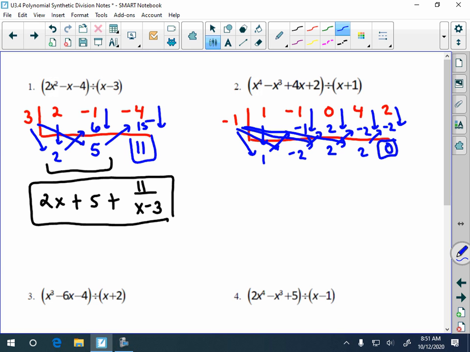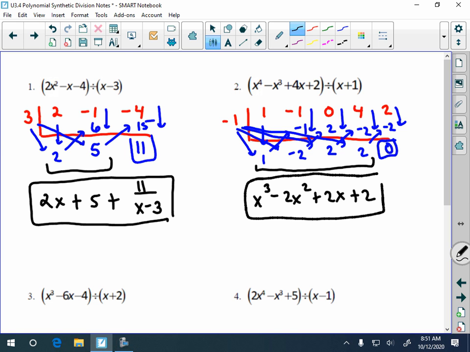Right, so our original problem is an x to the fourth, so ours will start with x to the third. These are our coefficients. So just go in order. So 1x to the third minus 2x squared plus 2x plus 2. And because the remainder is 0, we don't have to put in the fraction remainder.